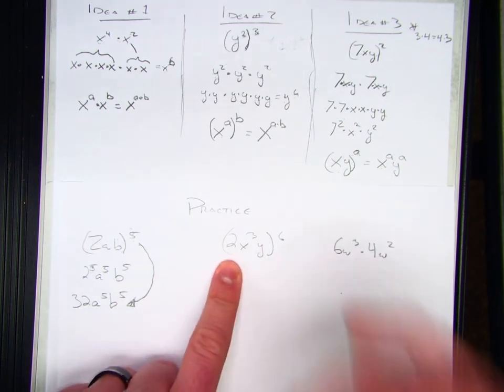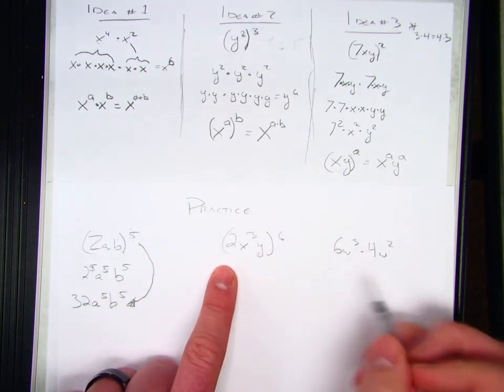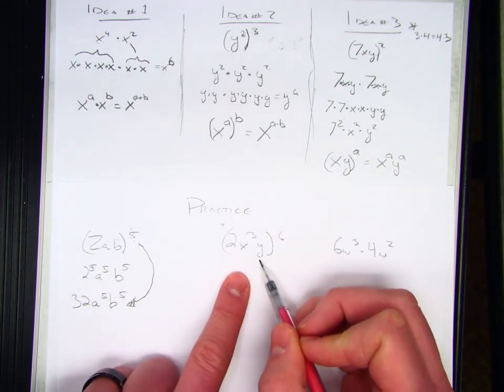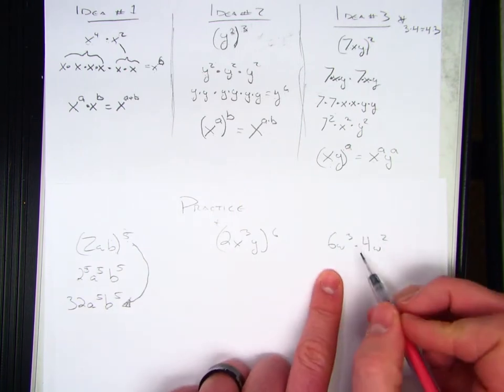Let's go to this example, okay? Now this one is kind of a combination of 2 ideas. And in fact, on second thought, let's save that one for last because that one's going to be a little bit tougher. Let's go here.